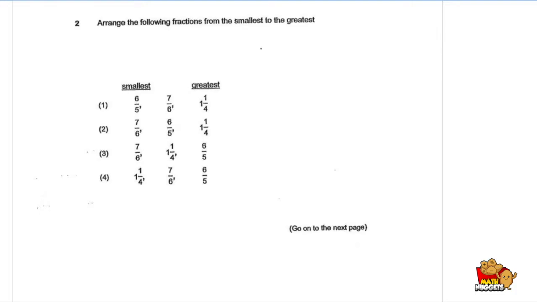Question 2, we need to arrange the fractions from the smallest to the greatest. So we have 6 out of 5, 7 out of 6, and 1 1/4. So let's see. If I change this to a mixed number, this becomes 1 1/5, this becomes 1 1/6, and this is still 1 1/4.